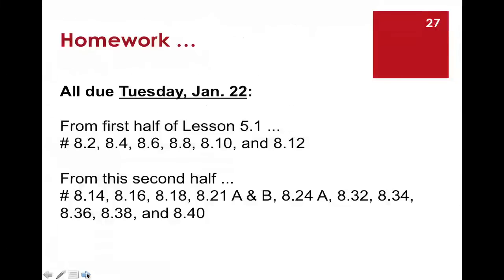All right, so let's recap what your homework's going to be. All of this is due Tuesday, January 22nd when we return to school. I know a lot of you have off Friday, then of course on the 21st in honor of Martin Luther King. The first half of the homework that was assigned last week, maybe you've already done it, is problems 8.2 up through and including 8.12 that you see there. From this second half, you can see at the bottom that starting at number 8.14, I'm going up to 8.40. You'll notice several of those you're only doing certain parts, so please do take note of that.